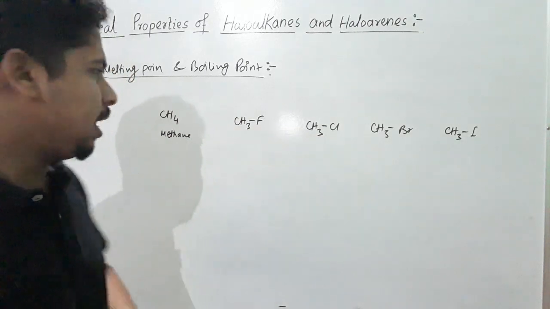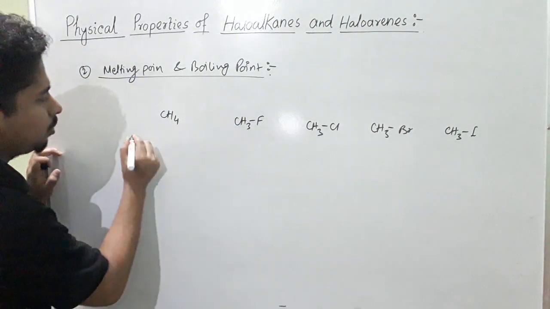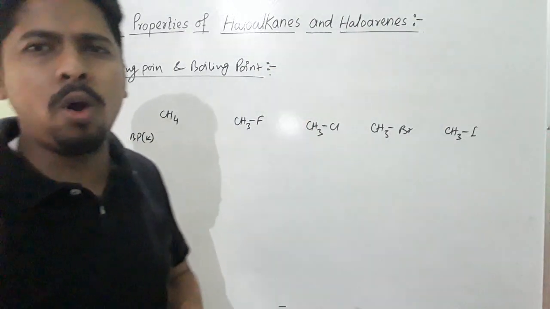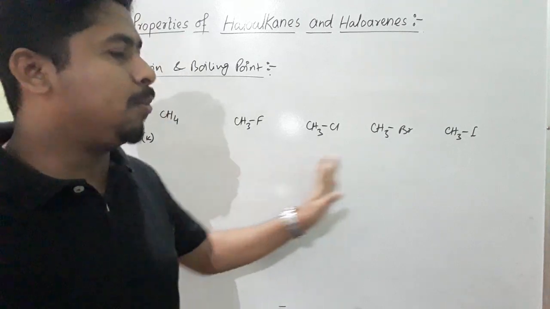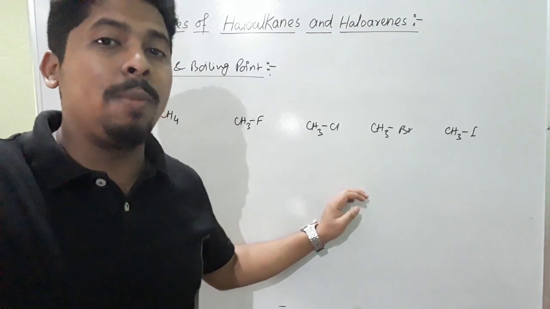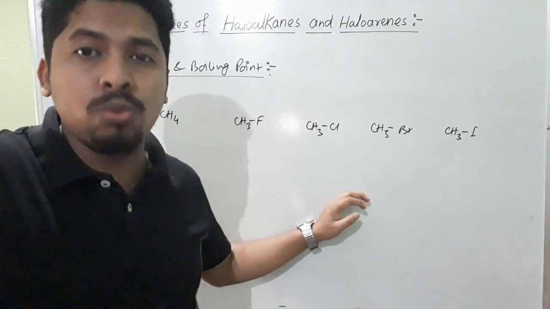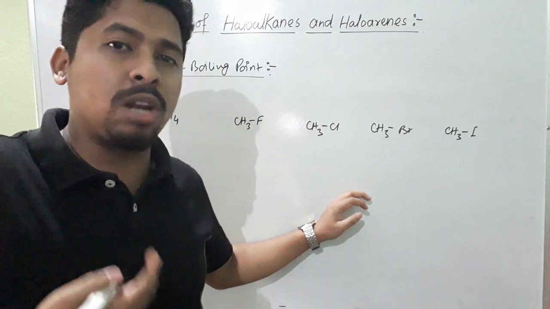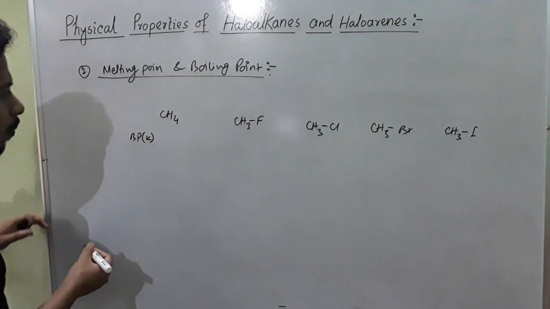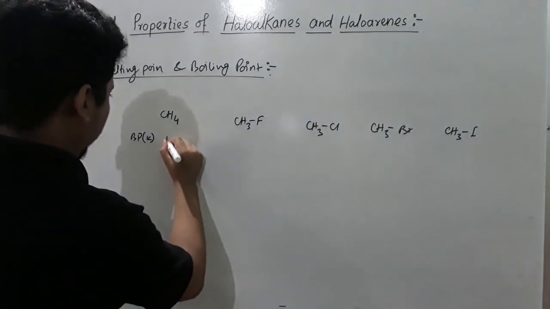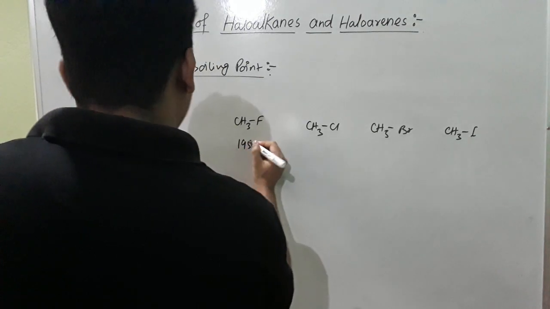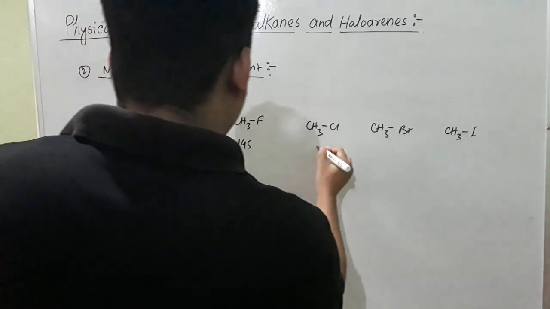Here we have the boiling point in Kelvin, and it will continuously increase. Now why does the boiling point increase? Because from left to right the molecular mass and molecular size are increasing. If the molecular mass or size increases, then the van der Waals force of attraction will increase, and if the van der Waals force of attraction increases, then the boiling point will consequently increase. The boiling point of this one is 111 Kelvin, this is 195 Kelvin, and this is 249.